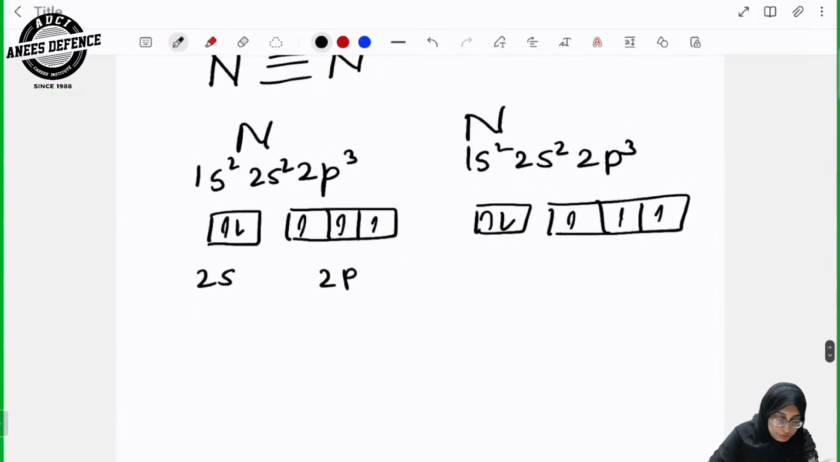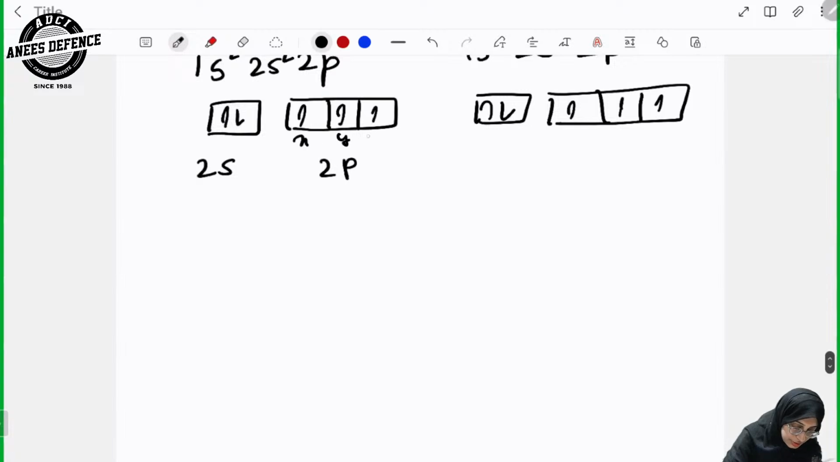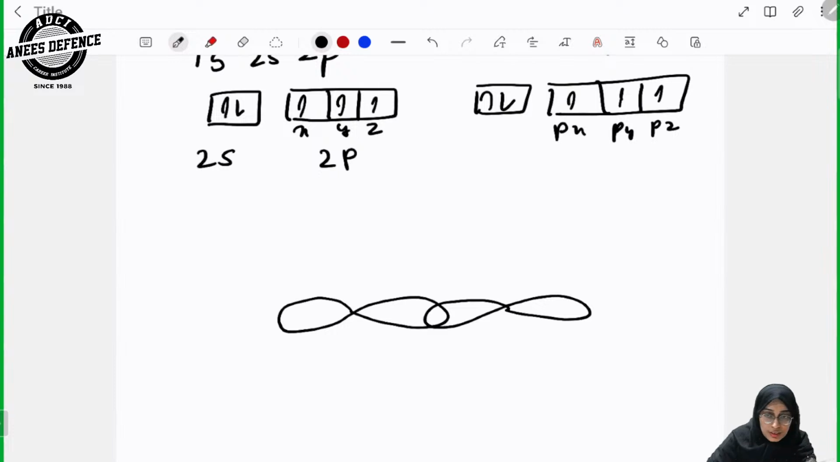Now how will they overlap? This is the x-axis, y-axis and z-axis. This is px, py and pz. You can take the axis anywhere. It's not necessary that this is x, this is y, this is z. So this one is head-on overlapping, axial overlapping. It forms a sigma bond, px and px.